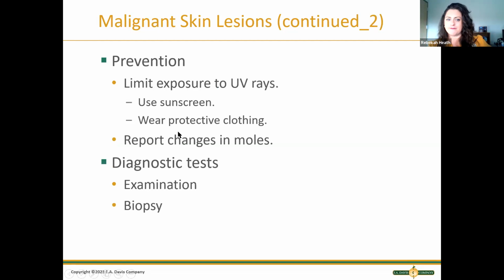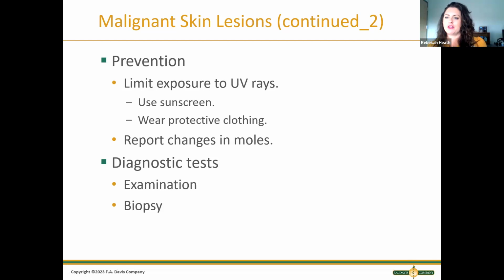So how do you prevent it? Right? That's what we really want to talk about. How do we prevent this from happening for our patients? So limit your sun exposure. Maybe don't tan in a tanning bed. Use sunscreen when you're out or wear protective clothing.